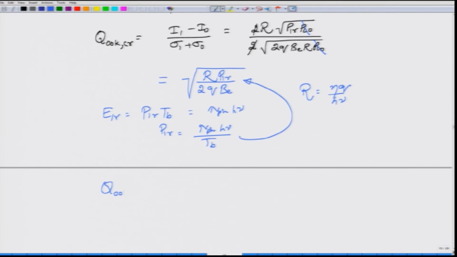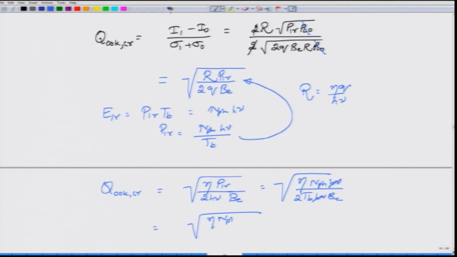What you get for the on-off keying coherent receiver is an expression which is very interesting. You get eta P1R divided by 2 h nu times BE. Okay. Of course, you can substitute again, as I said, for P1R, which is nothing but the number of photons that you receive times h nu divided by TB, over 2 h nu into BE. h nu cancels on both sides. Now you get square root of eta NPH divided by 2 BE into TB.